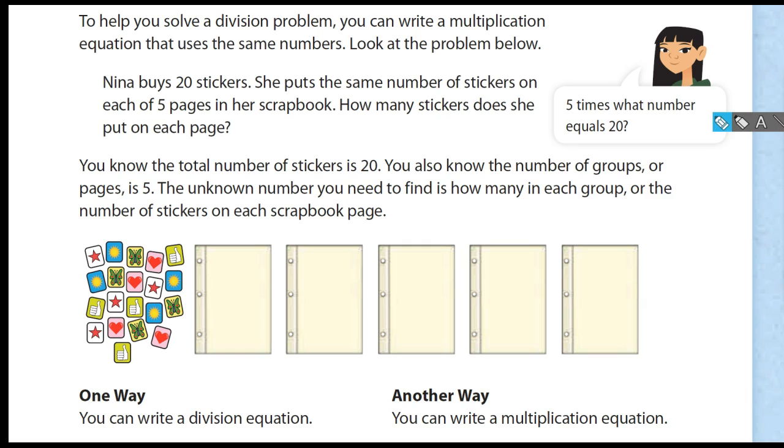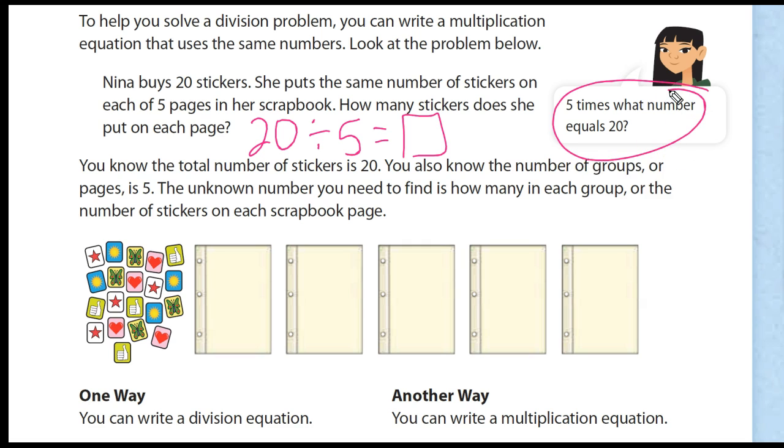So we're going to set up our division equation. It's 20 divided by 5, and then I need to find out what that is, right? And here's your little hint. It says 5 times what gives me 20. That's another way to write it. It says you know the total number of stickers is 20. You also know the number of groups, or pages, is 5. The unknown number you need to find is how many in each group, or the number of stickers on each scrapbook page.